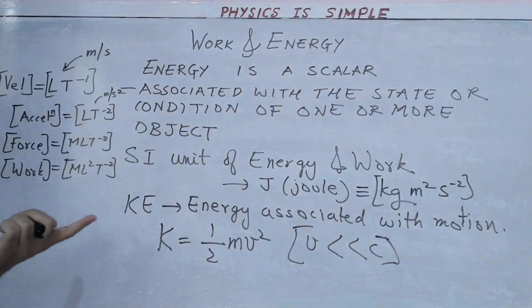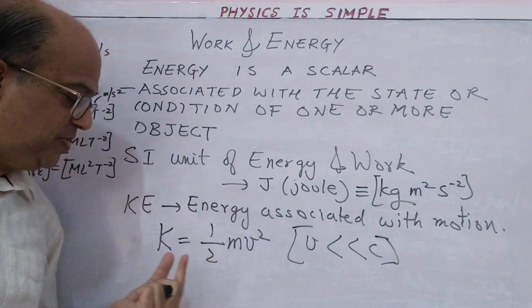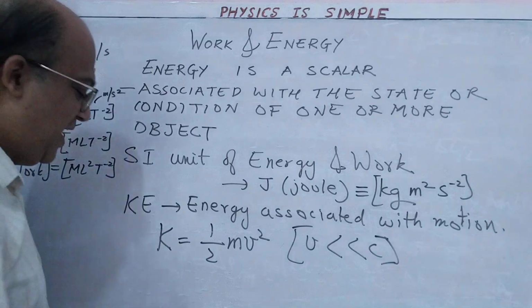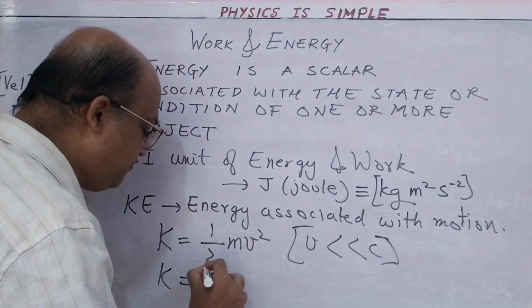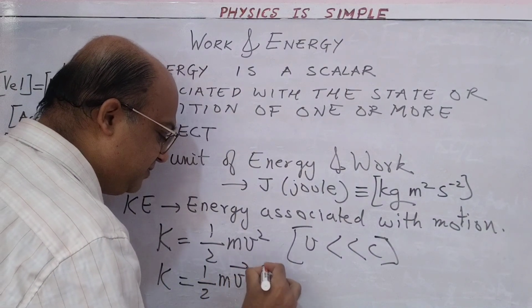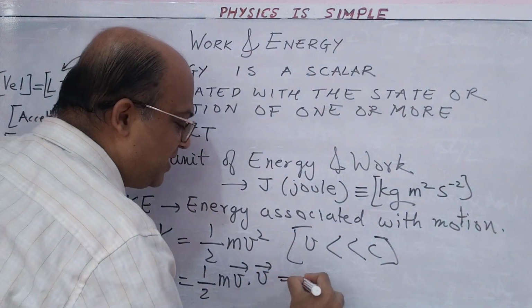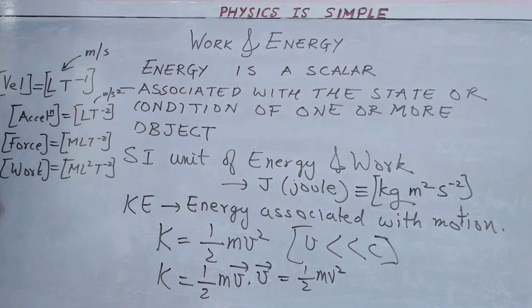Now some of you may wonder, velocity is a vector. Then how is kinetic energy a scalar? So actually we can write kinetic energy as half m v vector dot v vector. And whenever we do dot product, we get a scalar. So that's how we get half mv squared. And therefore kinetic energy is a scalar.